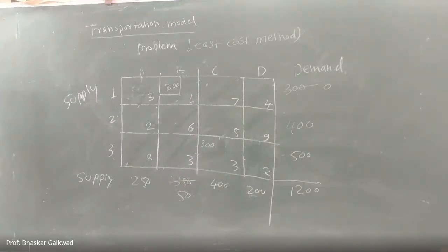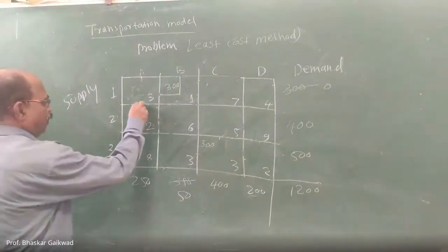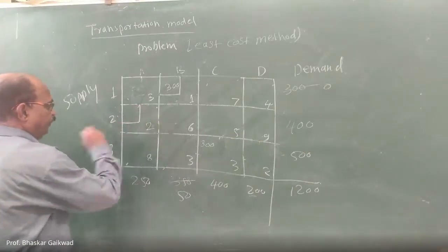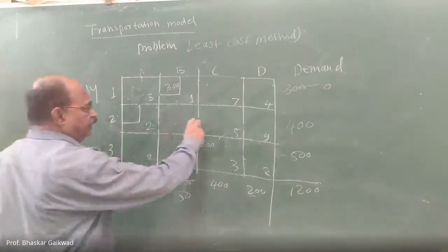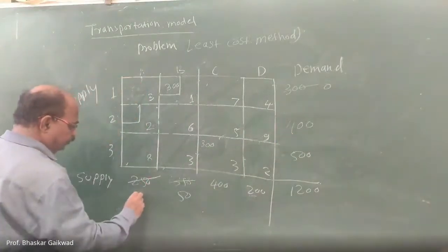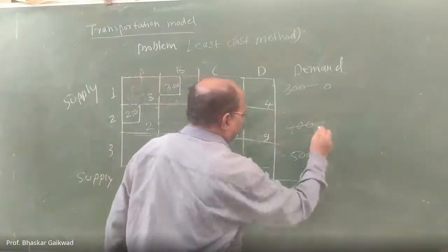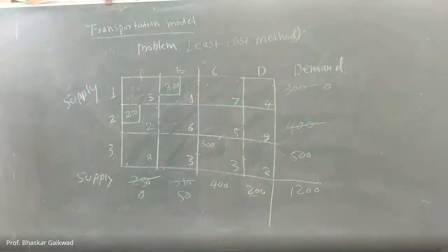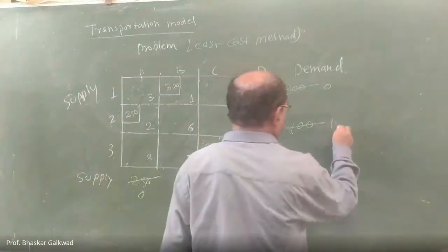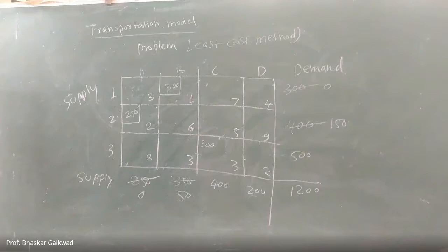Which is the least value? 2 is the least value. So here we can make this allocation like this way. Here it is 250, here it is 400. So which is the minimum? 250 is the minimum. So here you can write 250 and here 400 minus 250, 150. So remaining is 150.